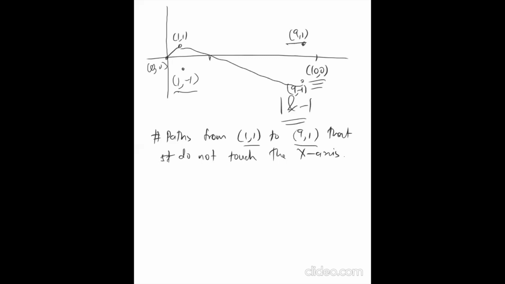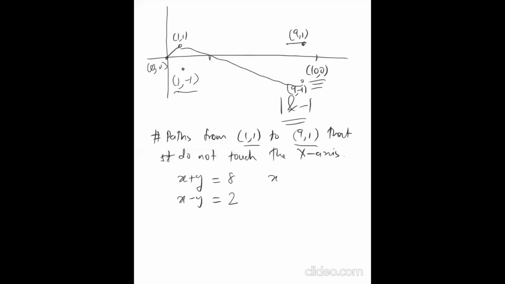So we do the same trick of x plus y. In this case, x plus y has to be 8, because we have to go 8 units to the right, and x minus y will be equal to 2, because you want to move 2 units up.